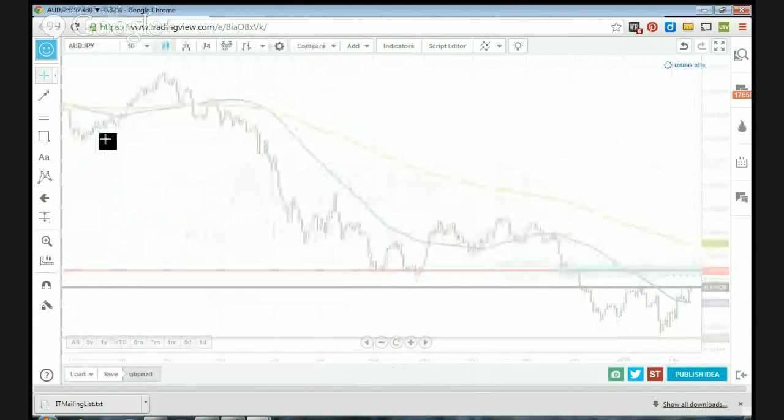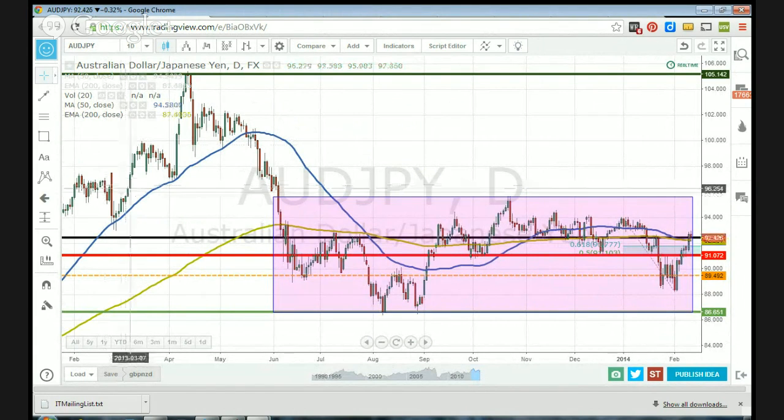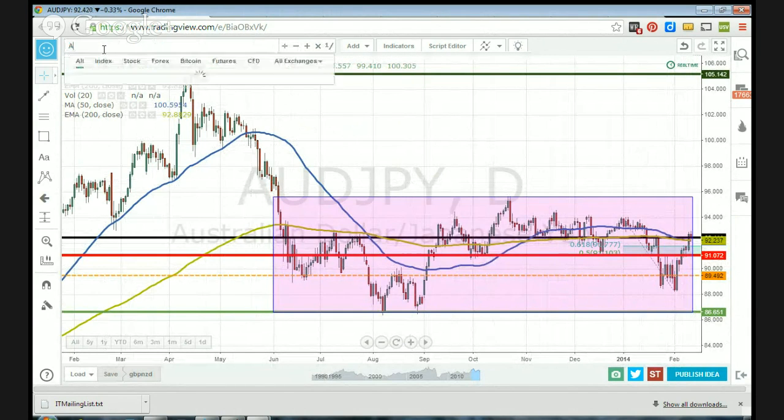Aussie Yen. Okay, still at this black line here. Yeah, I shorted. It still looks a little choppy to me. The 50 and 200 moving average have now converged, but we're still in this range, basically, from my perspective. So I'm not really going to do anything with Aussie Yen at the moment. Pass on that.